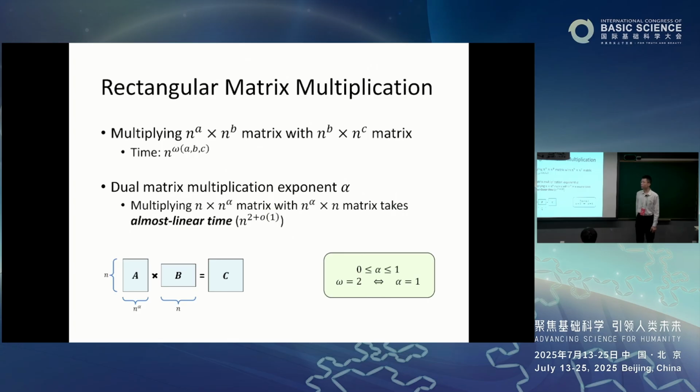So this is the definition of rectangular matrix multiplication. It's also important, widely studied and widely applied, but it will not be the main focus of our talk today. It's because the techniques here are closely related to the techniques on square matrix multiplication. So today we will be mainly talking about multiplying square matrices. That is the constant omega on the previous slide.